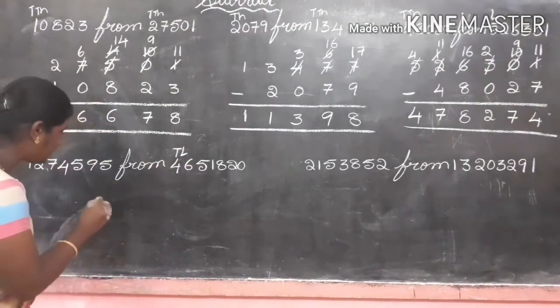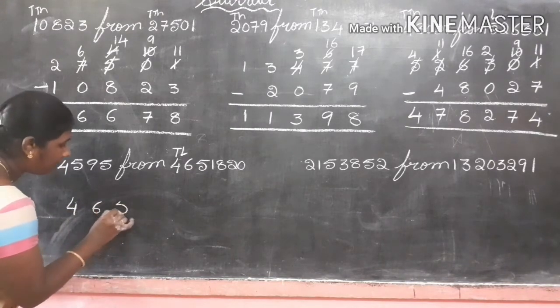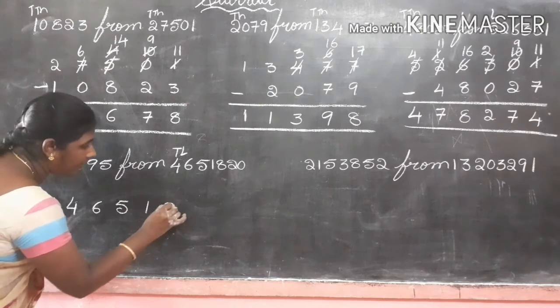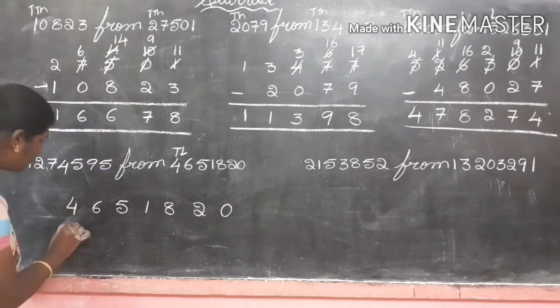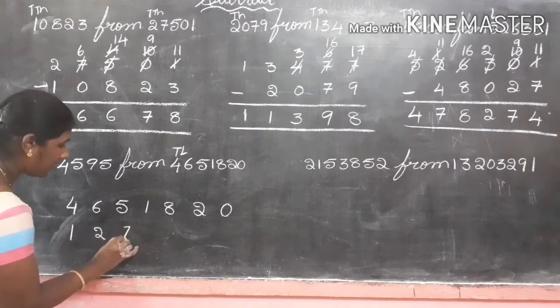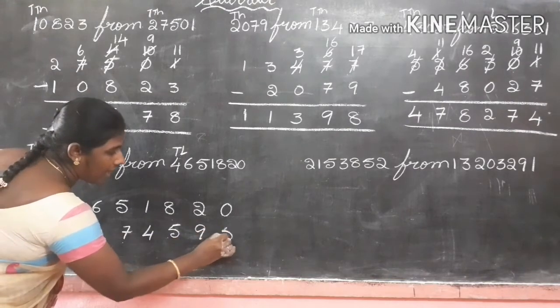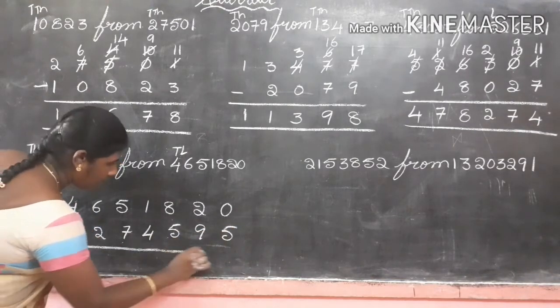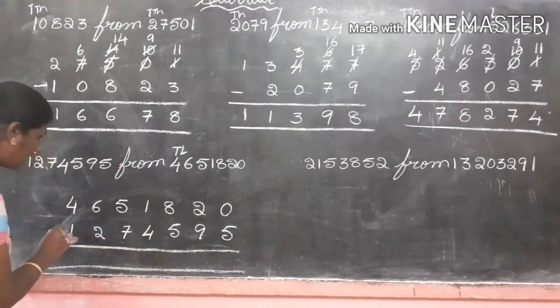So first we have to write this one, 46 lakh 51,820. This one, down we have to write this one. Same, 12 lakh, 10 lakhs plus 1, 12 lakhs, 74,595. Okay. Now what we have to do? Yes, we have to do the subtraction.